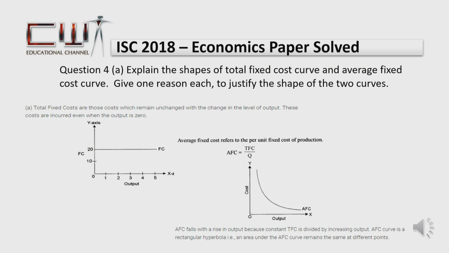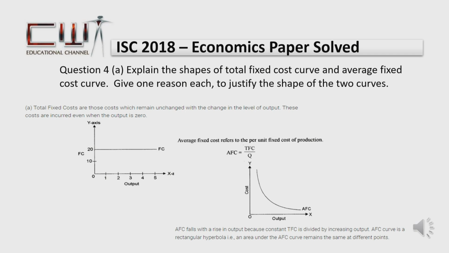The average fixed cost refers to the per unit fixed cost of production. It is calculated by total fixed cost divided by the quantity or the number of units. In the diagram, we show the cost on y-axis and output on the x-axis. The average fixed cost keeps coming down. It's similar to the demand curve, which comes downwards towards the right.